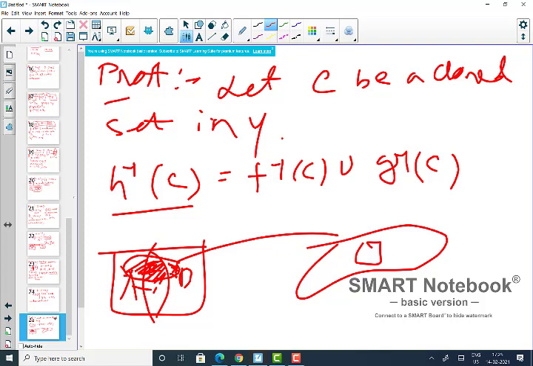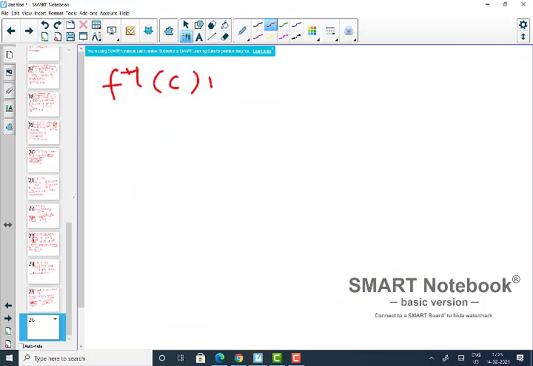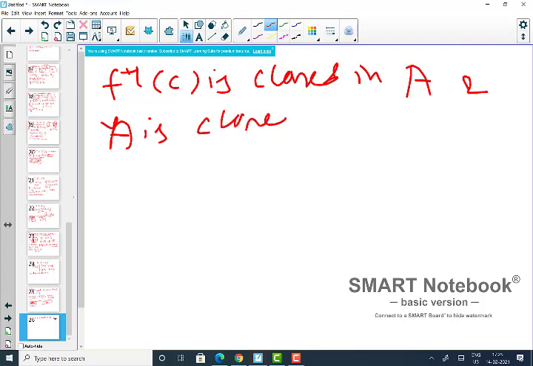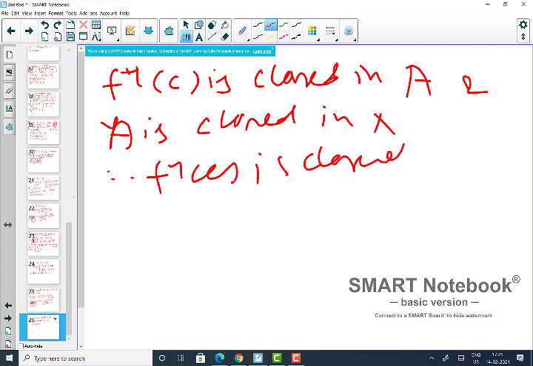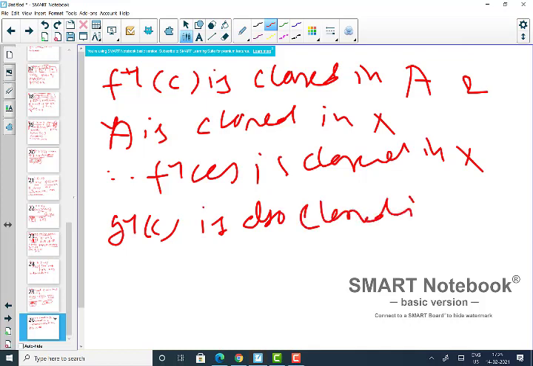Now what are these F inverse C and G inverse C? Because F and G are continuous and C is a closed set, F inverse C is closed, G inverse C is closed, right? So F inverse C is closed in A, because the map from A to Y is continuous, and A is also closed in X, and hence F inverse C is closed in X. Similarly, you can prove that G inverse C is also closed in X.